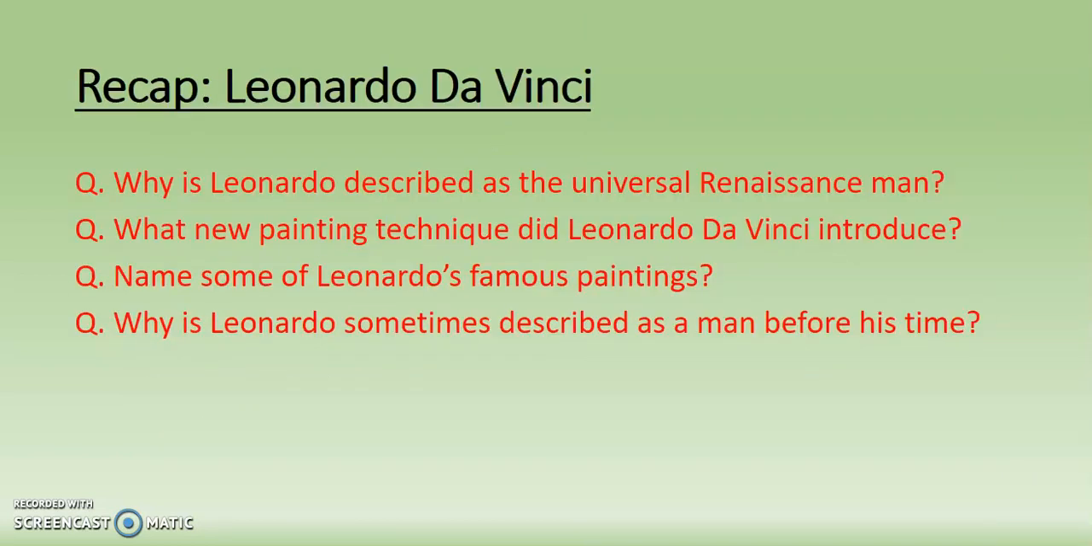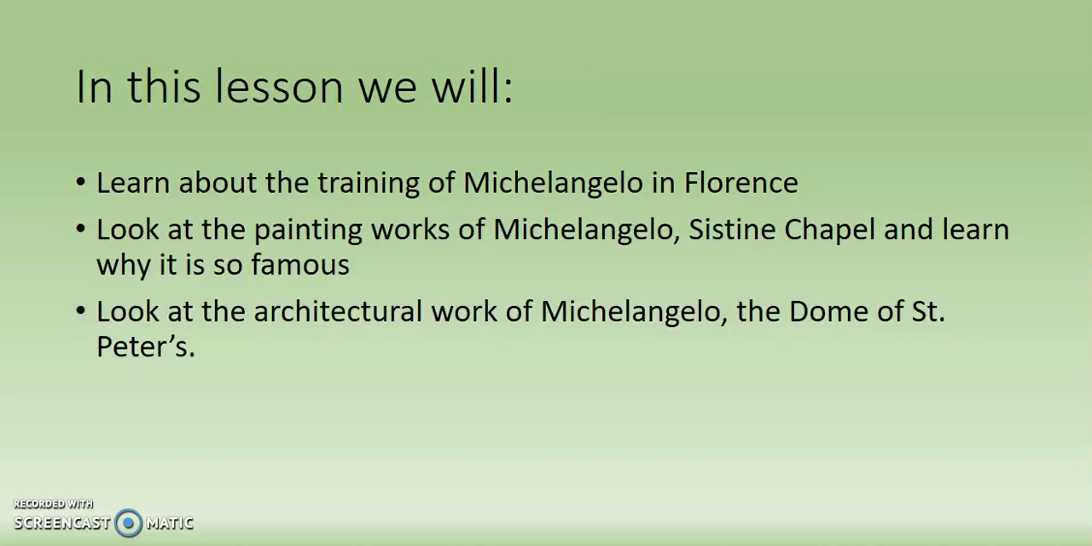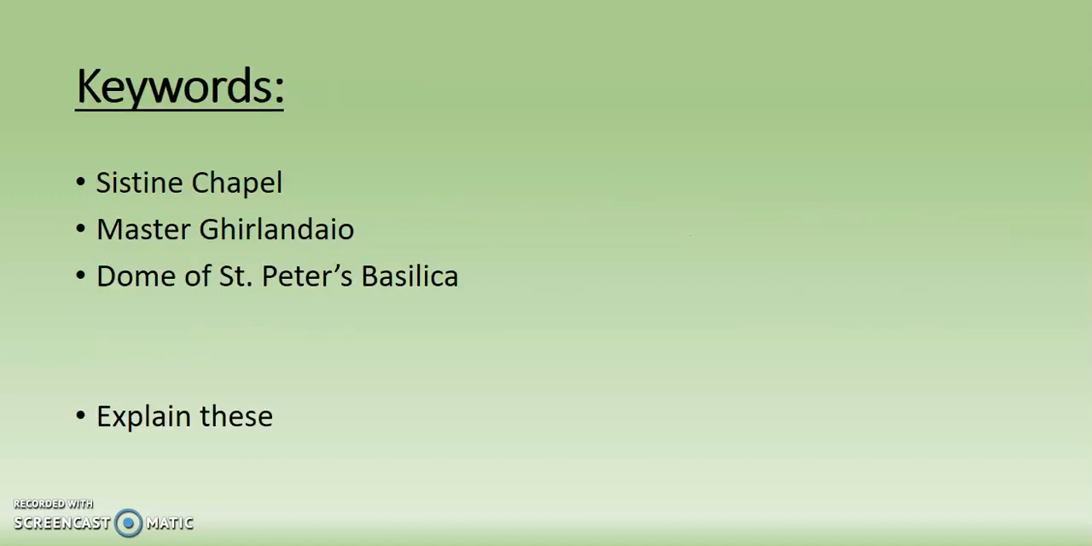In our last video, which you can go back and check if you haven't subscribed already, it's really important to look at Da Vinci and how things evolved from there. We talked about why Da Vinci was described as the universal Renaissance man, the technique in painting that Da Vinci introduced to change the game, some of his famous paintings, and why he was sometimes described as a man before his time. Now we're going to look at the training of Michelangelo back in Florence, look at the painting works of Michelangelo, his Sistine Chapel, and learn why it is so famous, and also look at his architectural work, the Dome of St. Peter's.